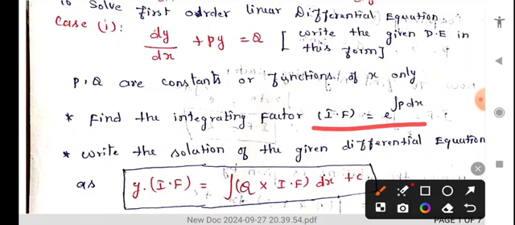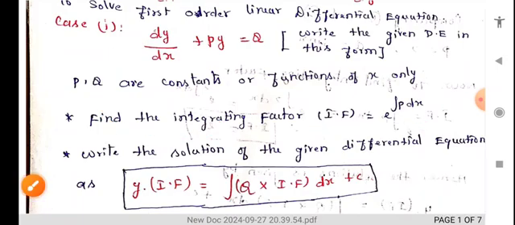The integrating factor is e power integral over p dx. What is the integrating factor for case 1, that is dy by dx plus py equal to q? What is the integrating factor formula? It is e power integral over p dx.